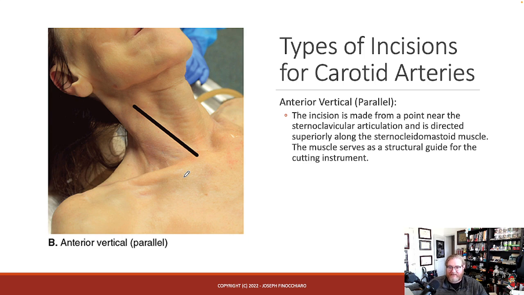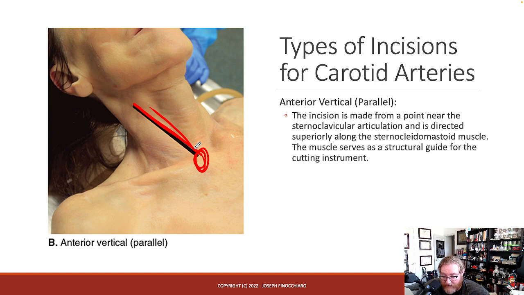Probably and arguably the most common, we have the anterior vertical or the parallel. This incision is made from a point near the sternoclavicular articulation, there it is, and is directed superiorly along the sternocleidomastoid muscle. The muscle serves as a structural guide for the cutting instrument. So this is basically the linear guide, okay? It is the linear guide of the right common carotid artery.